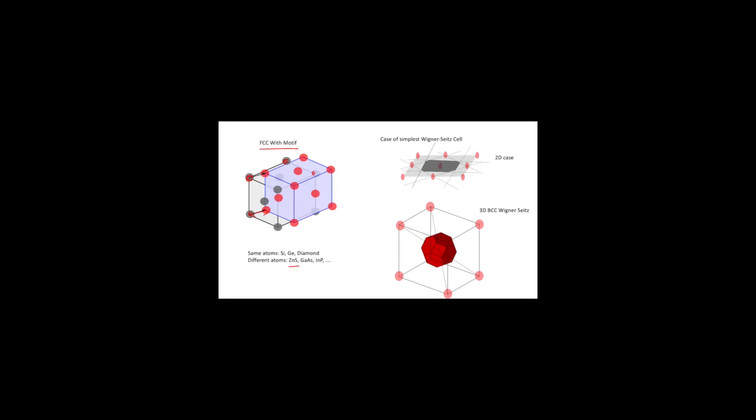A number of elements crystallize in this particular structure. If both the atoms forming these two interpenetrated FCCs are the same, then you get silicon, germanium, and the diamond, called a diamond structure. And if both of them are different, like gallium arsenide, indium phosphide, gallium nitride, indium arsenide, there is a whole bunch of semiconductors which crystallize in this FCC with a motif.